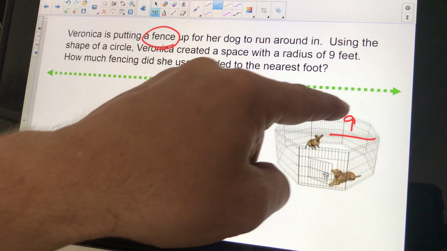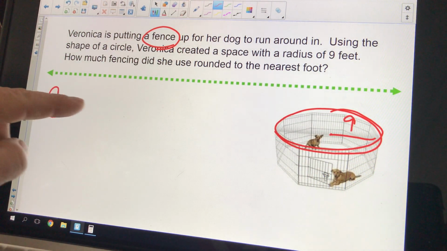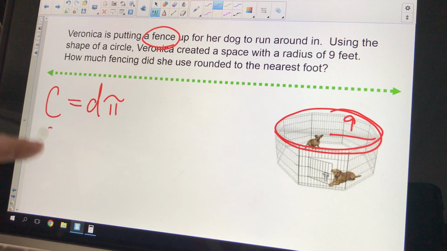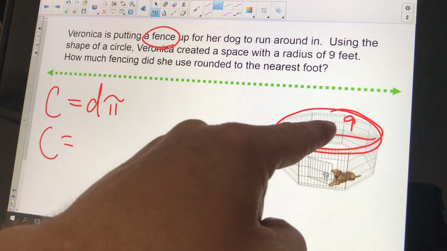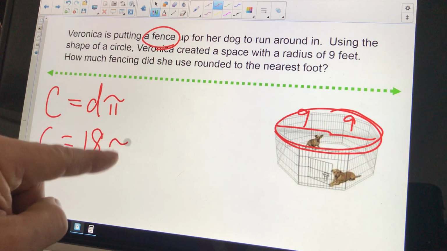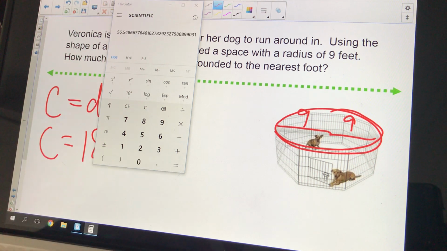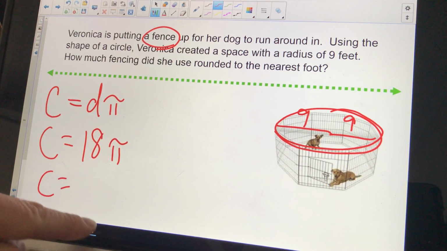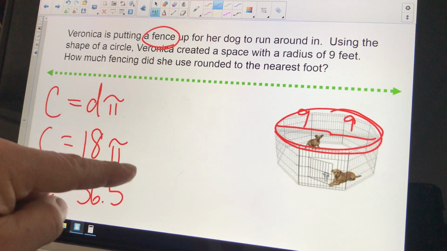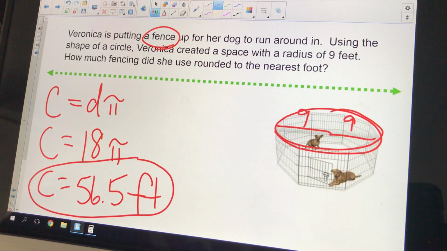Okay, right? Fencing around, right? We're going to be doing a circle, okay? That means circumference. Circumference equals the diameter times pi. What's our diameter? Well, 9 is our radius. Let's go all the way through 18 pi to our calculator. 18 times the pi button is 56.5. It's measured in feet, not squared because it's circumference.